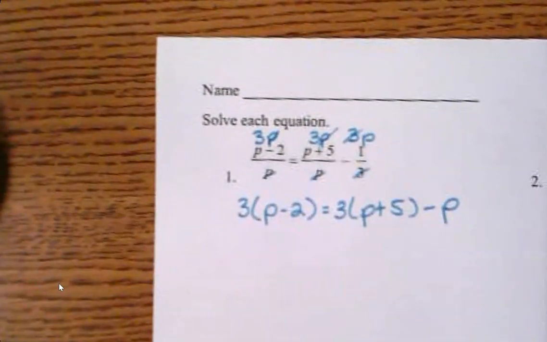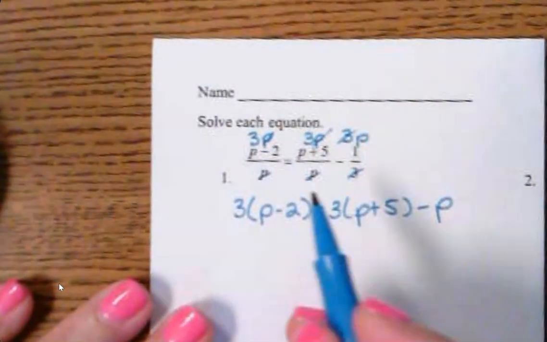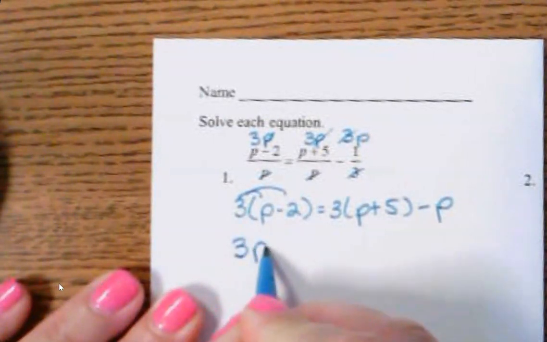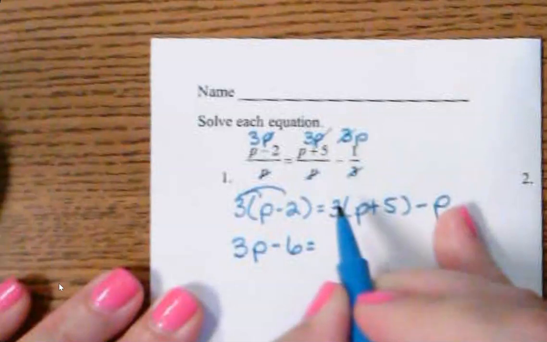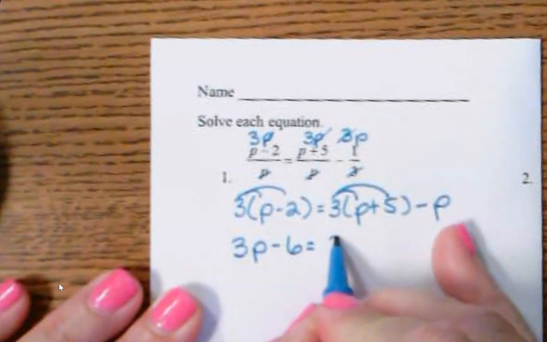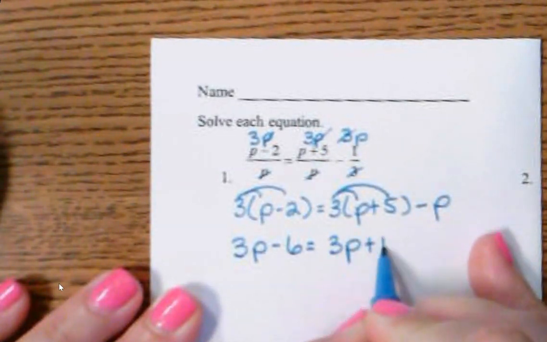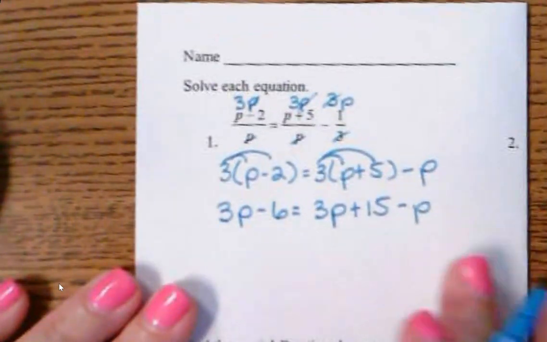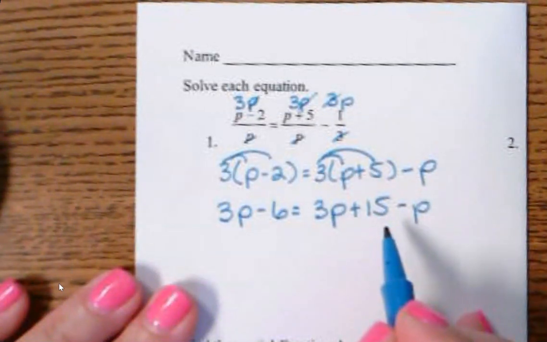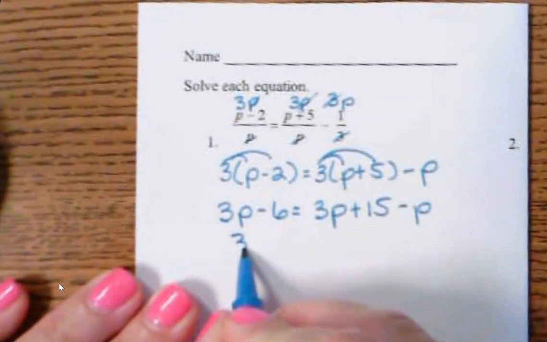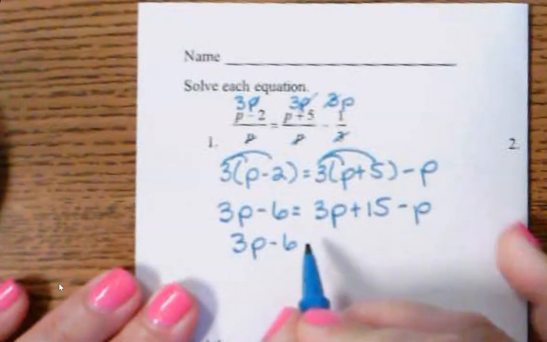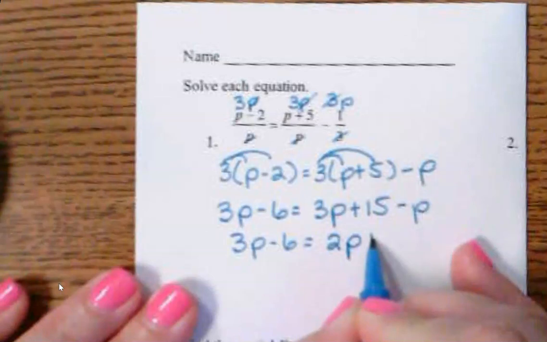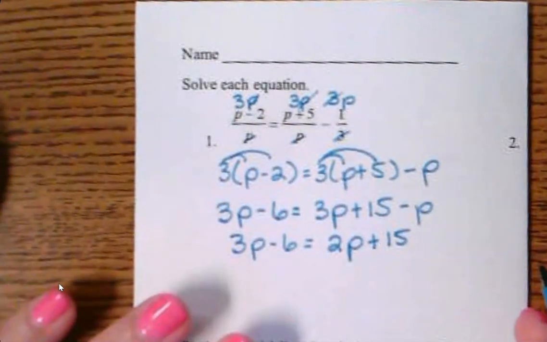Sorry, guys. Okay, so now we're going to distribute. So this gives me 3p minus 6. And then distribute again, and that's 3p plus 15 minus p. Now, my advice is clean up the whole right side before we start moving a whole lot of stuff around. So 3p minus p is 2p.